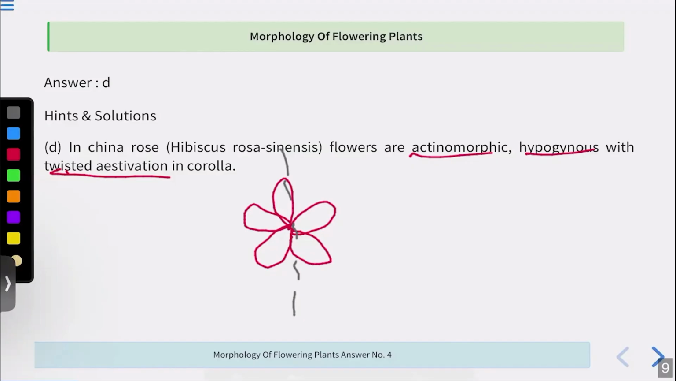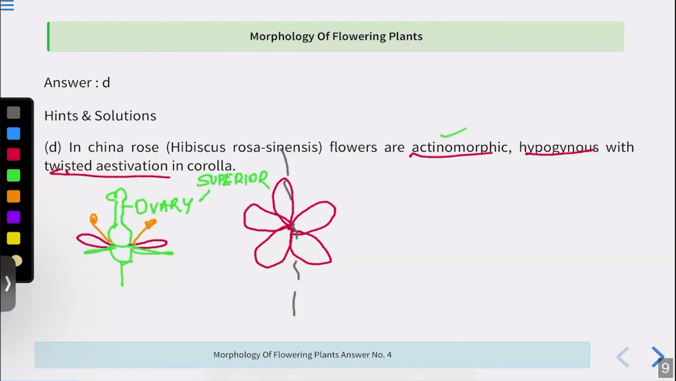Now let us talk about the hypogynous condition. The hypogynous condition says that the ovary, if this is the ovary, the whole other parts of the flower should be below. Okay. Sepals, petals, everything else will be below the ovary. So the ovary will be superior. Okay, the ovary will be superior.